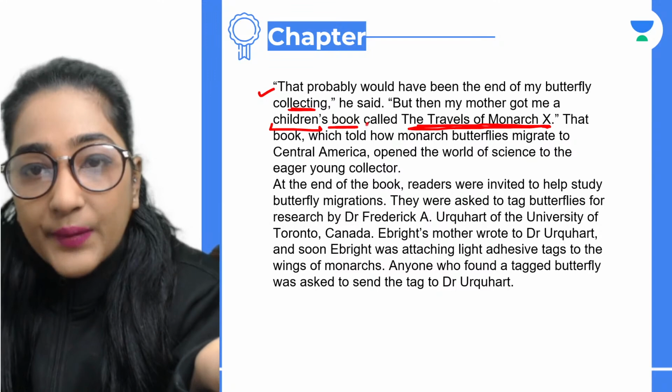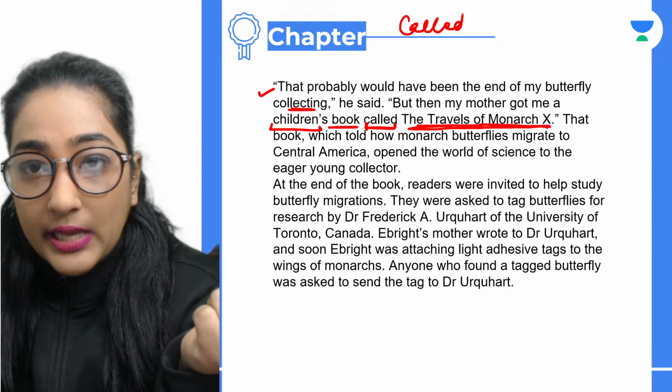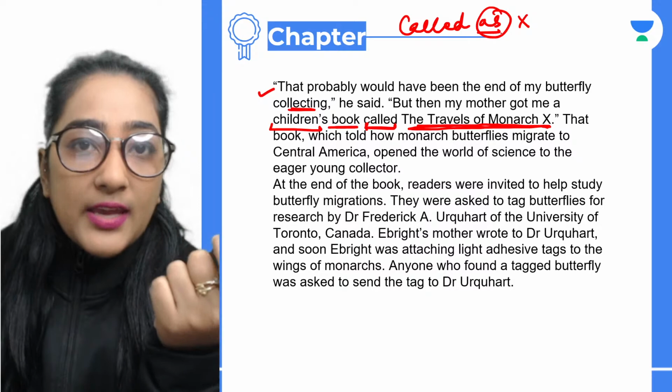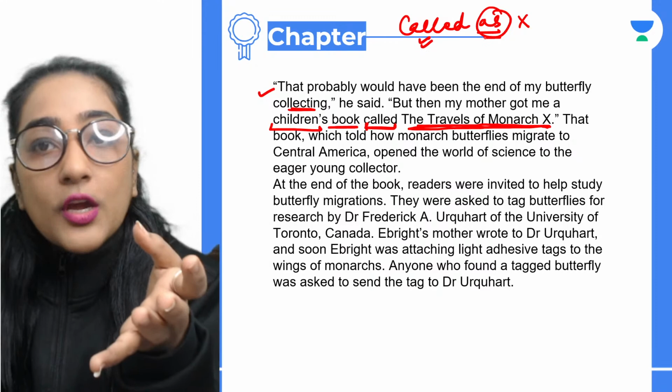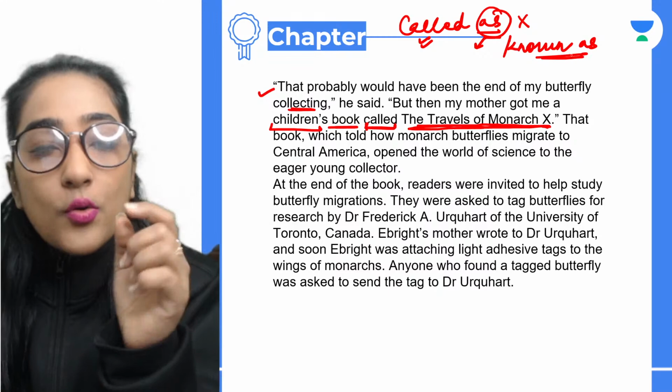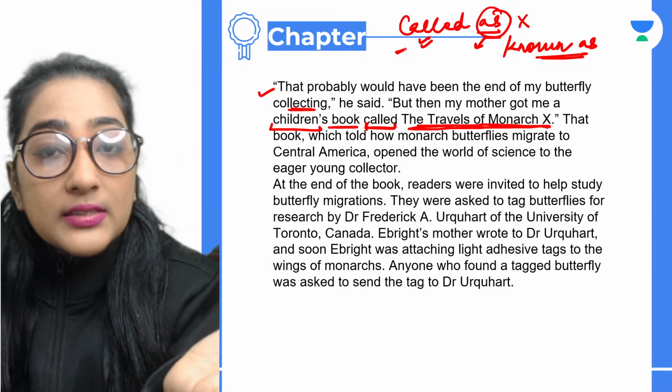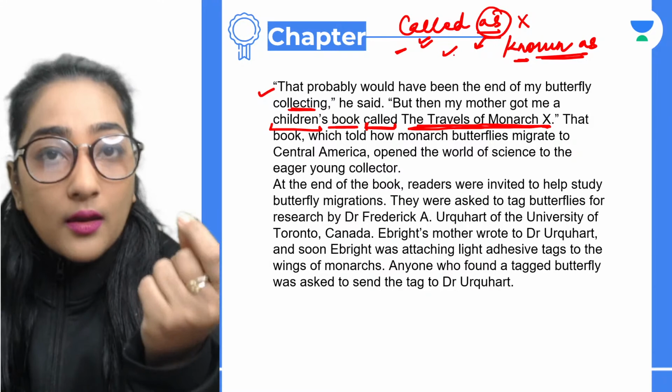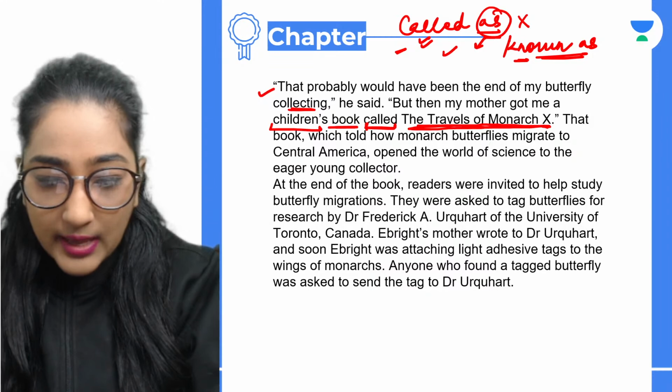And guys, see here, called is given. I just want to tell you all that you never write called as. Okay, that is always wrong. A lot of students commit this mistake when they write the answer. They write that the book was called as. No, because it is already called, so we are not going to use as. We always use as with known. Okay, like he is known as, or the book is known as. Jani jati hai book. Okay, or called is like usko aisa bola jata hai. Okay, so janna and bolna mein fark hai. Alright, is that clear everybody? Yes guys. Is that clear everyone?